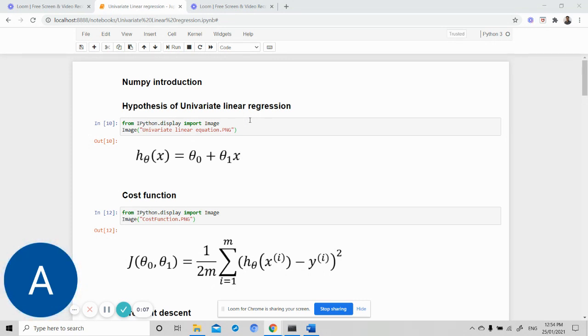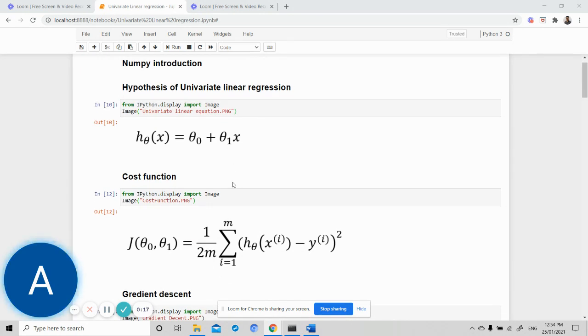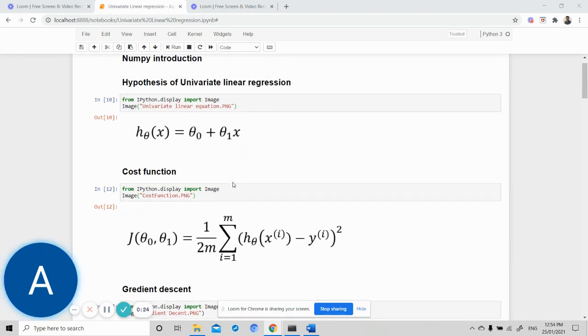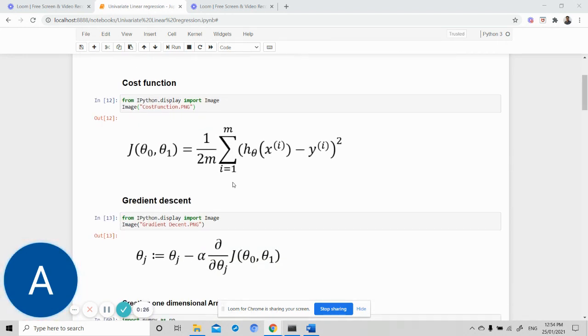So today we will discuss writing the basic NumPy required for machine learning equations. Then we will discuss writing the hypothesis of univariate linear regression. Then we will write the cost function, and then finally we will write the equation for gradient descent. So these are the topics that we will cover in this tutorial.